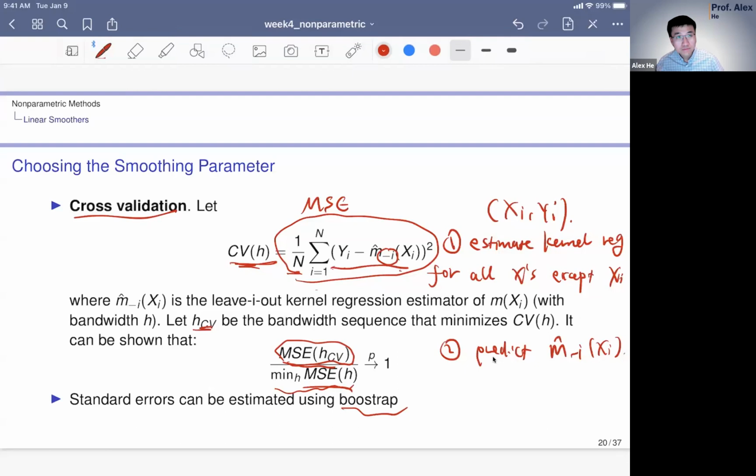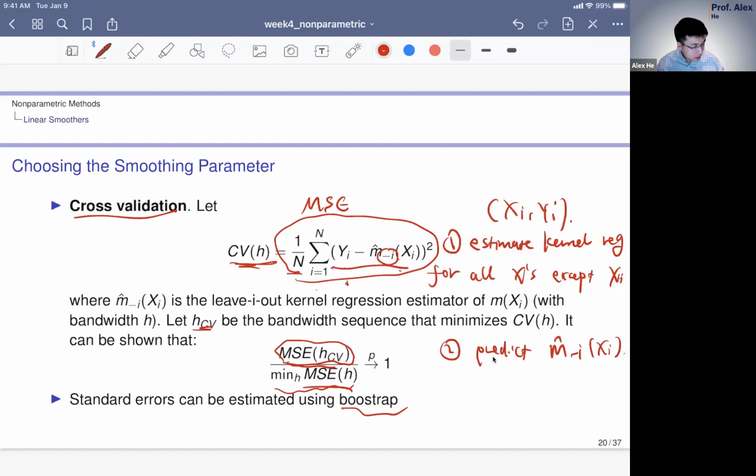And in general, when the sample is bigger, so that you can estimate with more precision, you might want to choose a smaller H, okay? And when there's more variation in the data, like if the data is very volatile, then you would want to choose a bigger H so that you can have a smoother function. But practically, this is how you would get it.